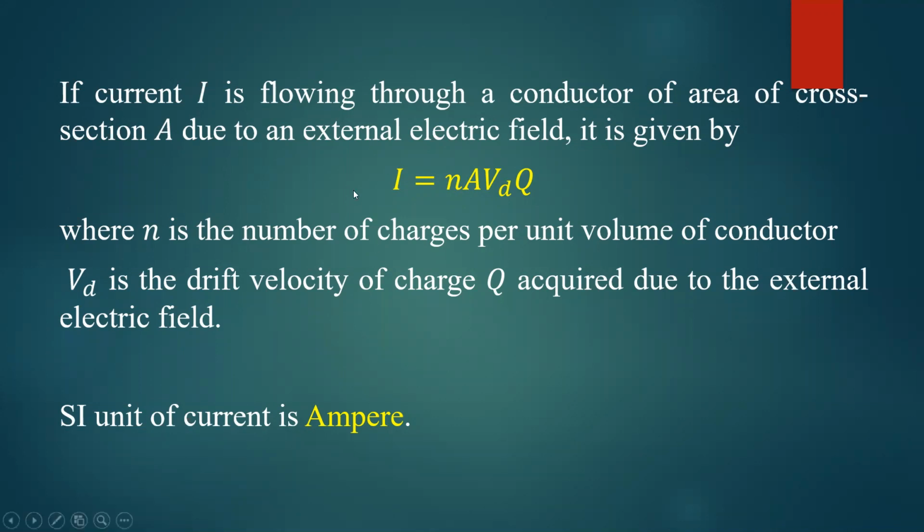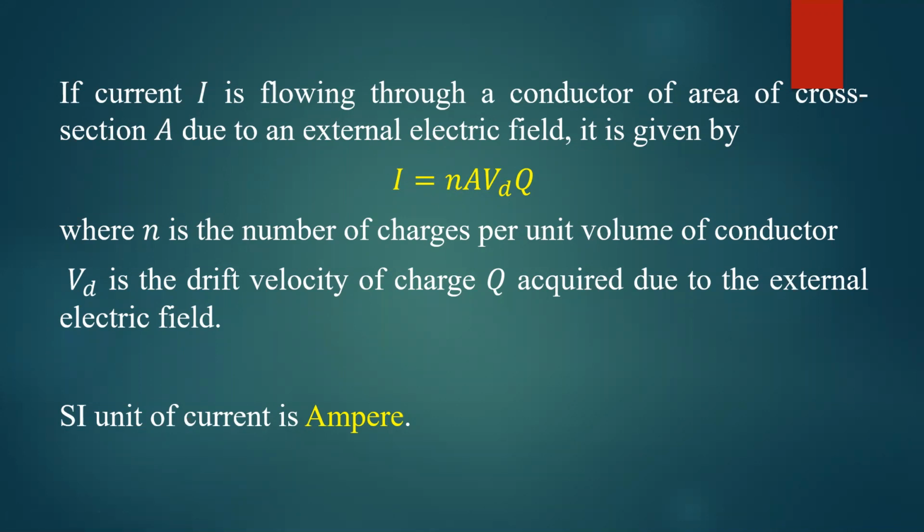Okay. And here the expression for I is nAVd into Q. What is n? Number of charges per unit volume of the conductor. A is the area of cross section of the conductor. Vd is the drift velocity of the electron. Q is the charge of the electron. You can replace this Q by small e, the charge of the electron. Okay, so this is what the expression for current says.